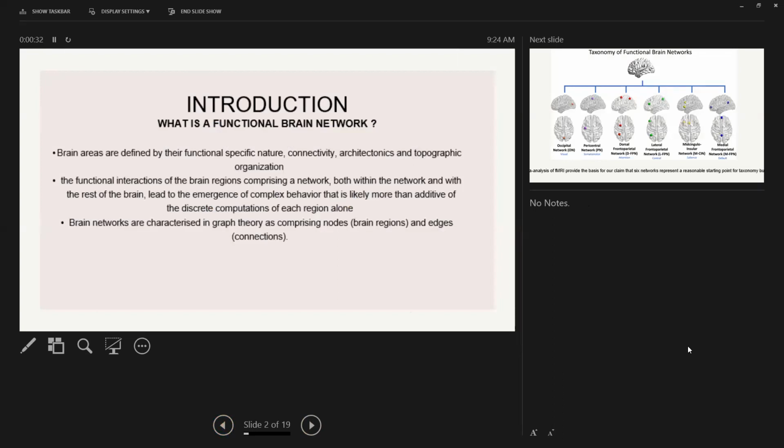What is a functional brain network? Brain areas are defined by their functional specific nature, connectivity, architectonics, and topographic organization. The functional interaction of the brain regions comprising a network, both within the network and with the rest of the brain, leads to the emergence of complex behavior that is slightly more than additive of the discrete computation of each regional bit. Brain networks are characterized in graph theory as comprising nodes that are the brain regions and edges that are the connections.